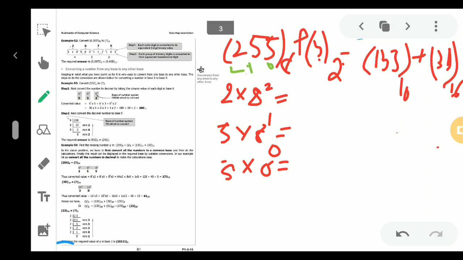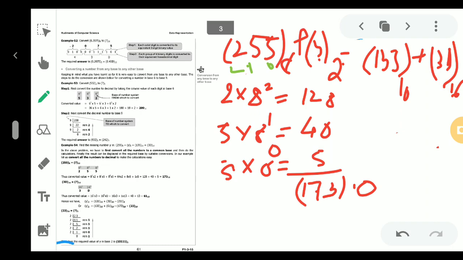So the answer we are getting: 64 into 2, that is 128. 5 into 8, that is 40. And anything to the power 0 is 1, so 5. If we add the whole numbers, we get 173 base 10. Okay. So this part we have done.